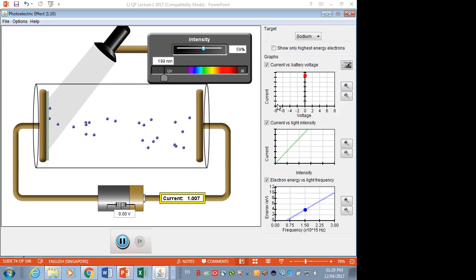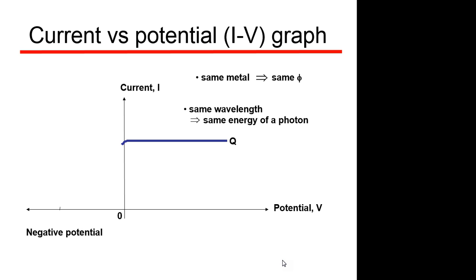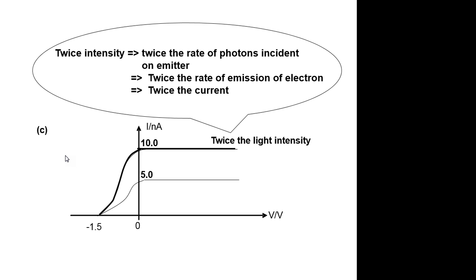Good. So what have I done with you today? Let me go back to the slide. I've done this slide, to show that for the same metal, same wavelength, when you change the intensity of light, you change the number of photons, you change the current, but the stopping potential stays the same. That is your graph number 2 on page 10. If you twice the intensity, you twice the rate of photons. If the wavelength is the same, you twice the current. Easy peasy.